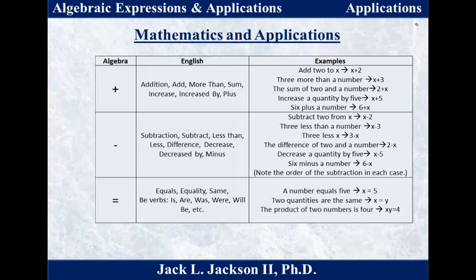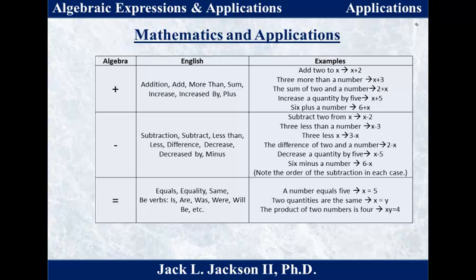Another operation, of course, is the little horizontal line there for subtraction. And the English words would be subtraction, subtract, less than, less, difference, decrease, decrease by, minus. So let's look at these. Now, as I go through these, be sure that you pay attention to the order of the subtraction. It's not such a big deal in addition because addition is commutative, but subtraction is not commutative. A minus B is not the same as B minus A, so we want to make sure that we get the order right in the way we translate these words into expressions.